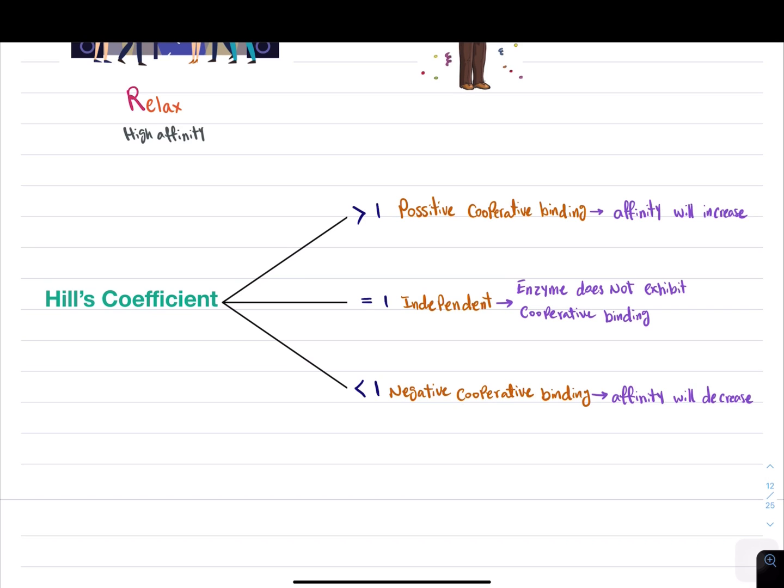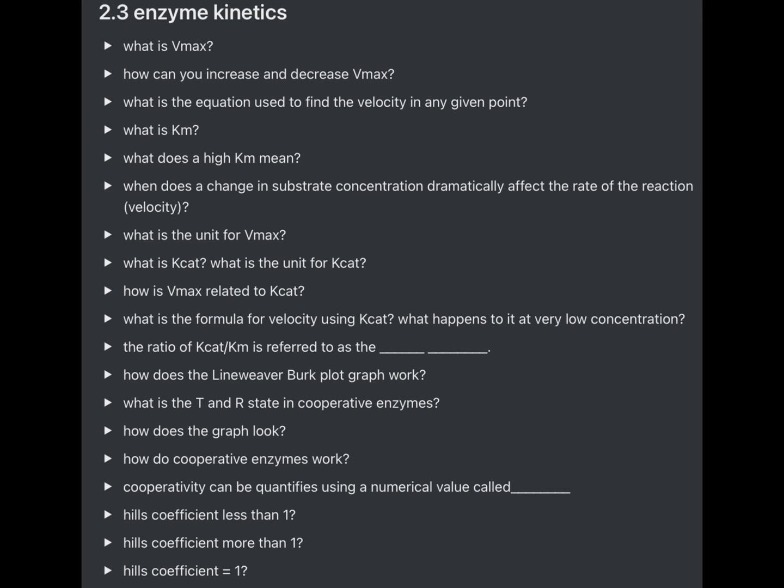And last point that I want to go over for this section is the numerical value called the Hill coefficient, which basically measures the cooperativeness. So if the value of the Hill coefficient is more than 1, that means positively cooperative binding is occurring and less than 1 value is negatively cooperative binding. And if the Hill coefficient is 1, that means independent binding. So it's very simple.